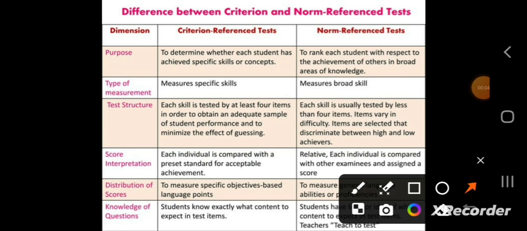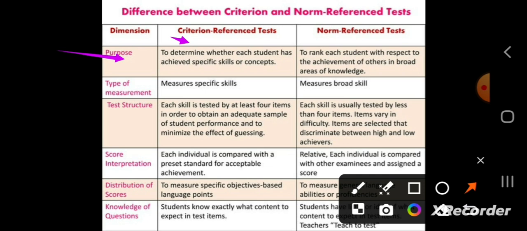Difference between criterion and norm referenced tests. Purpose. Criterion-referenced test: the goal is to determine whether each student has mastered specific skills or concepts. The test is designed to evaluate whether students meet predetermined learning objectives or criteria.